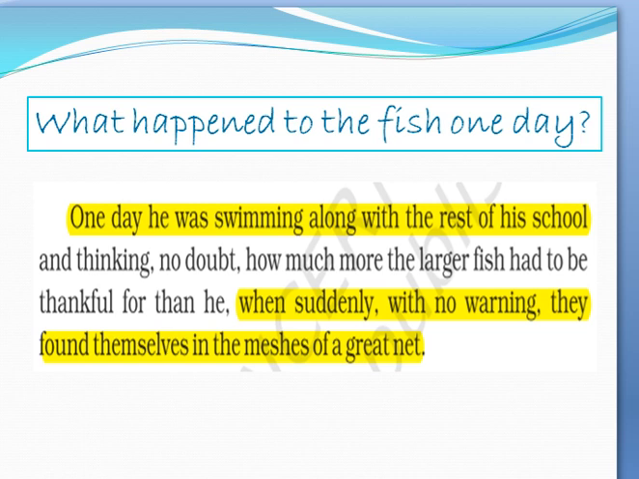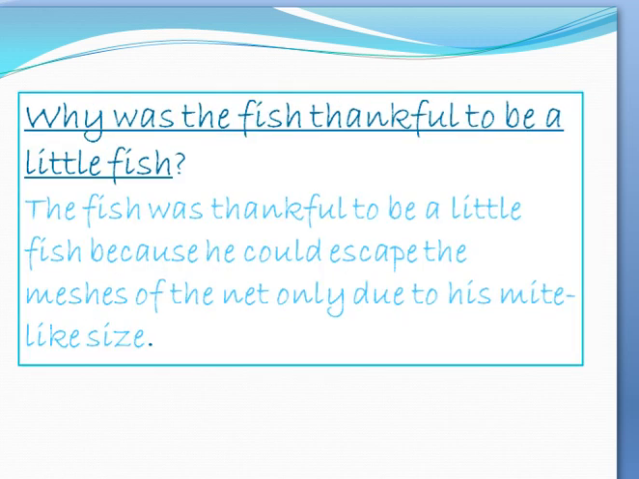One day the little fish was swimming along with the rest of his school, when suddenly, with no warning, they found themselves in the meshes of a great net. So what happened to the fish one day? This happened, that one day when the little fish was swimming along with the rest of his school, suddenly, with no warning, they found themselves in the meshes of a great net. Alright? Next question. Why was the fish thankful to be a little fish?